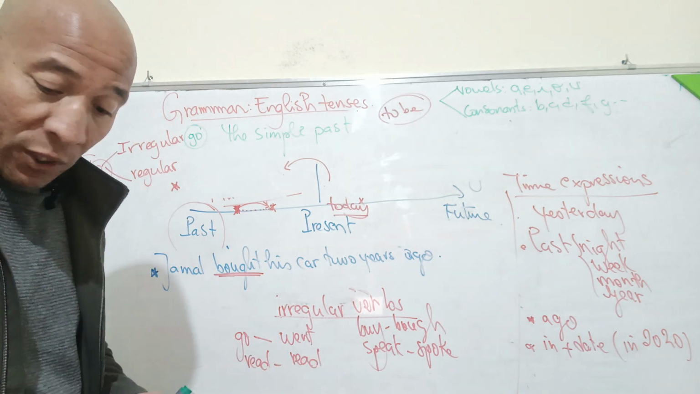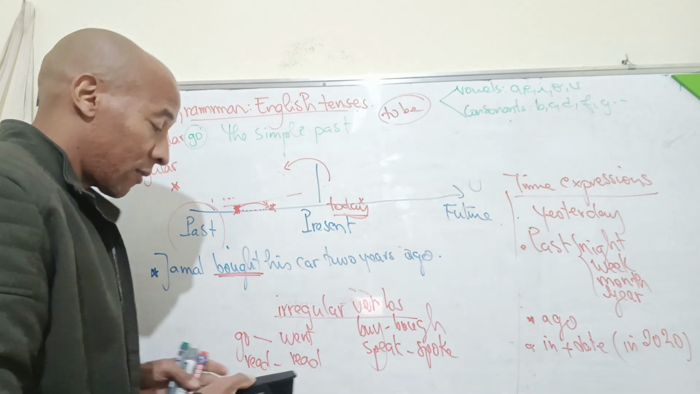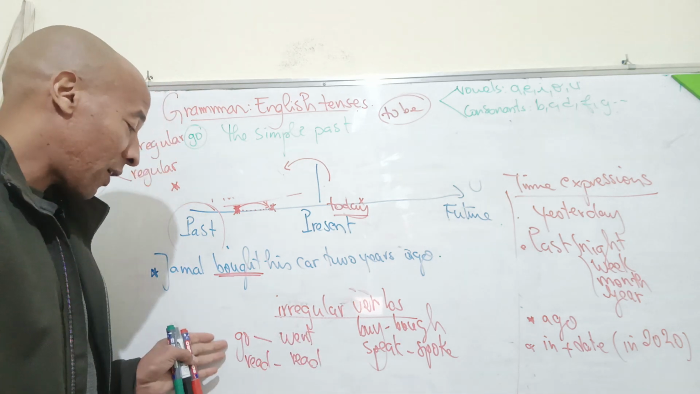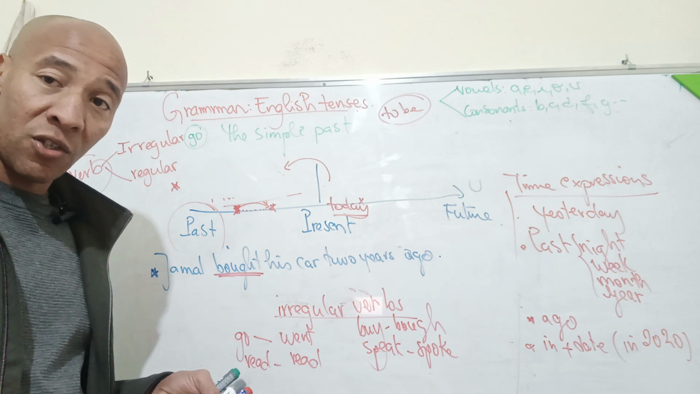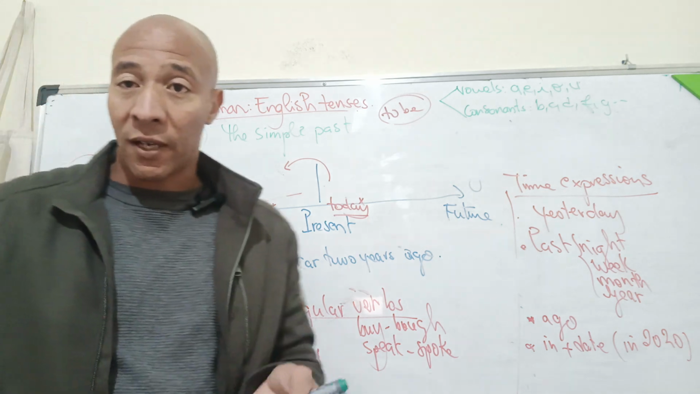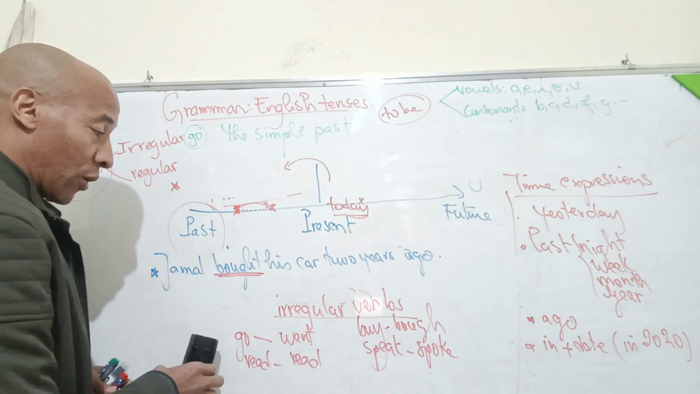So for irregular verbs, we have a list of irregular verbs. It means that when you transform a verb from the infinitive to the past, we see a change that is not governed by any rule, right? So you have to memorize these words.